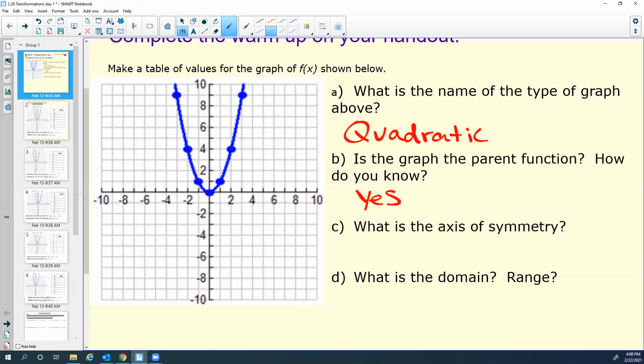What is the axis of symmetry? The axis of symmetry here, well, my vertex is 0, 0, meaning my axis of symmetry is x equals 0. What is my domain? My domain is the same as it is normally with quadratics, which is all real numbers. My range, on the other hand, is y is greater than or equal to 0.